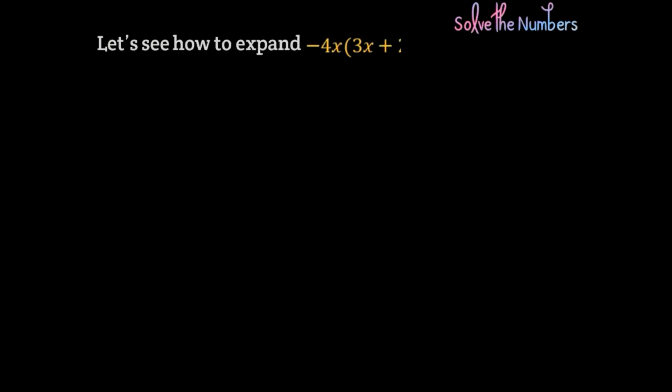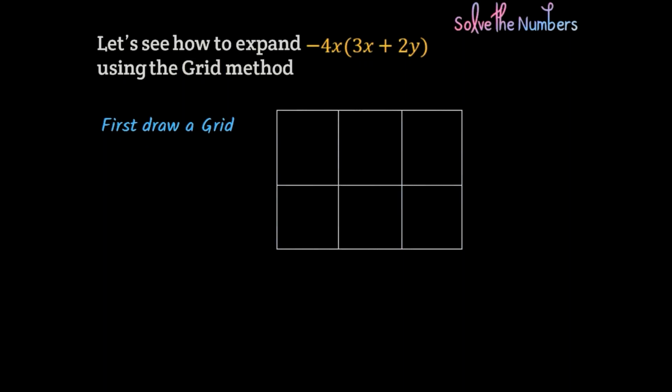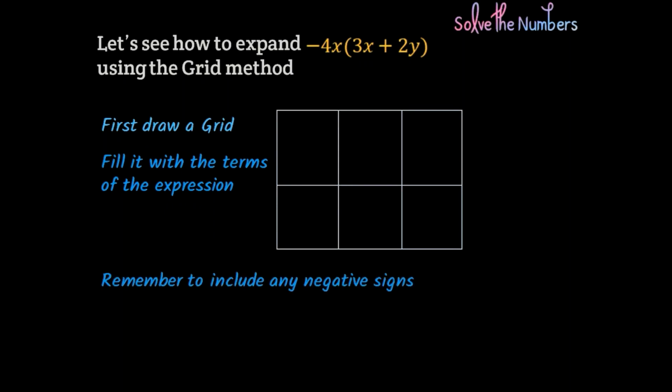Let's see how to expand negative 4x times (3x plus 2y) using the grid method. First, draw a grid like the one we have on the right side. Then fill it with the terms of the expression. Remember to include any negative signs. So first we fill in the outside term, negative 4x. Then we fill in the first term in the brackets, 3x. Then we fill in positive 2y. And finally, our multiplication sign.